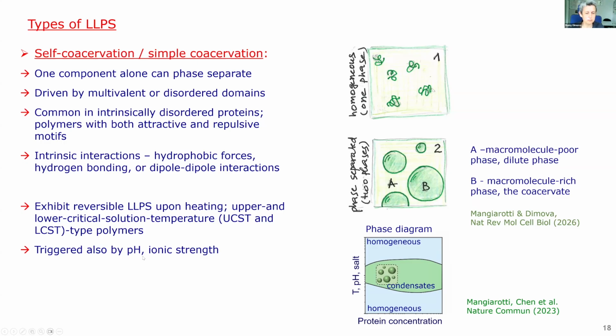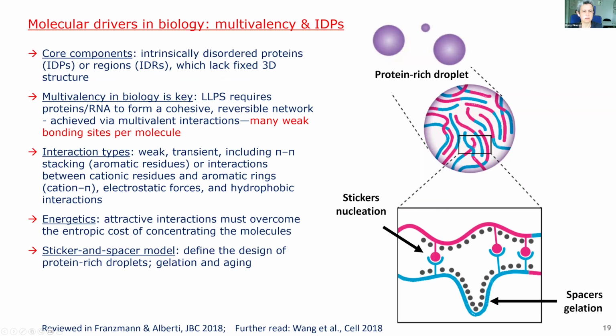It can be triggered also by pH and ionic strength. What is the driving force in biology for condensate formation? The core components are intrinsically disordered proteins. So these are proteins that lack 3D structure stability. And then the interactions between them are also characterized by multivalency, which means that they form many weak bonds per molecule.